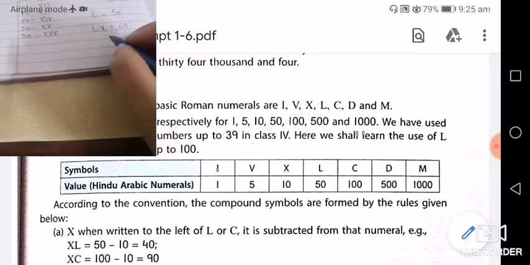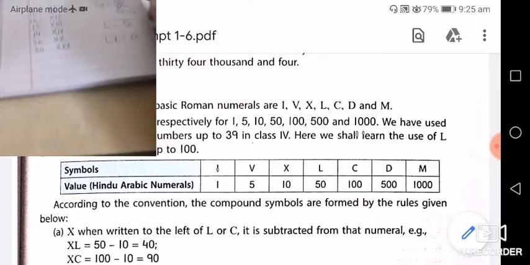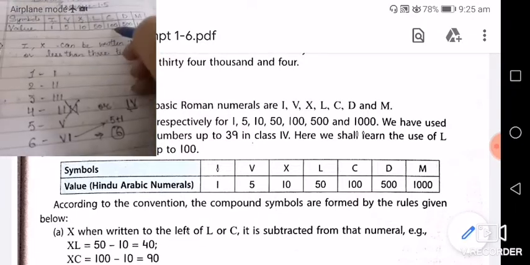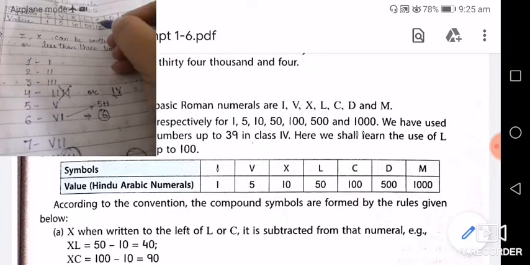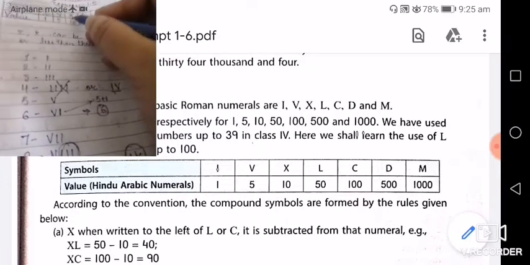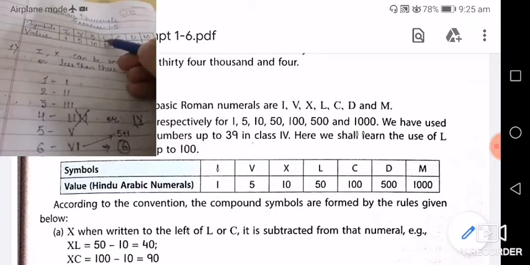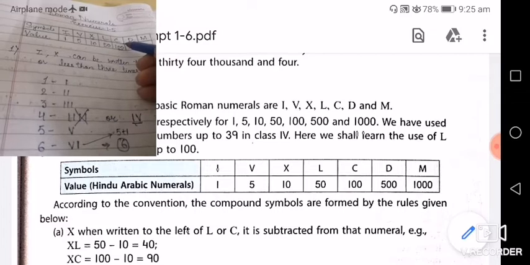One more 70, then one more 80. Now if you have to write 90, what will you do? Now for 100 you all know, C is there. From C you will subtract X. Now this you have to understand. X can be subtracted from L also, and X can be subtracted from C also.